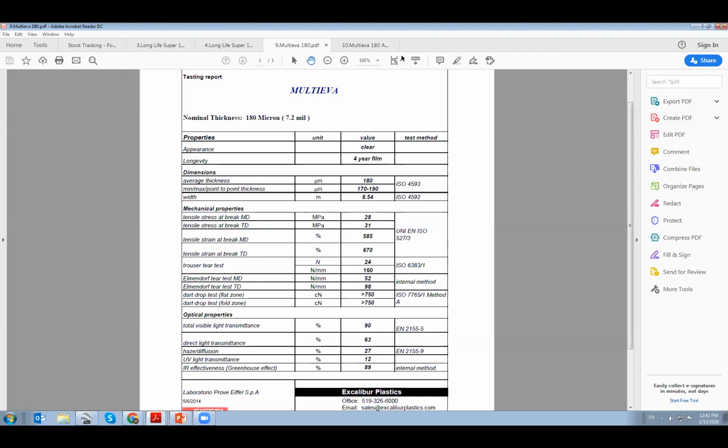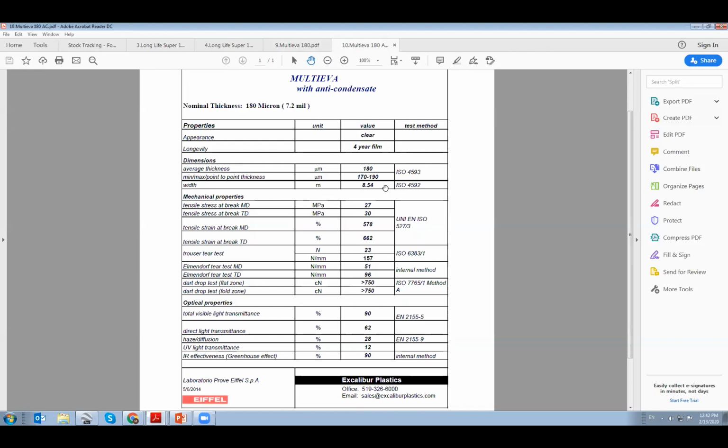Which has the anti-condensate, and one of the benefits with the Multiva with the anti-condensate inside layer is that it is up to 28 feet wide. It is a single fold, so the benefit of a single fold is that it eliminates those fold lines, which maximizes effectiveness of the anti-condensate, which means that the water will run all the way to the gutters, minimizing any dripping of water onto the crops and minimizing crop damage.